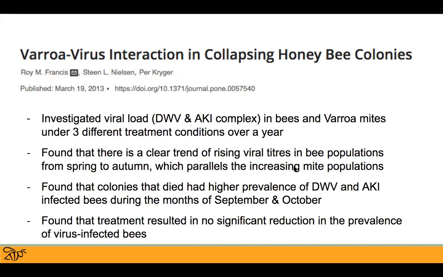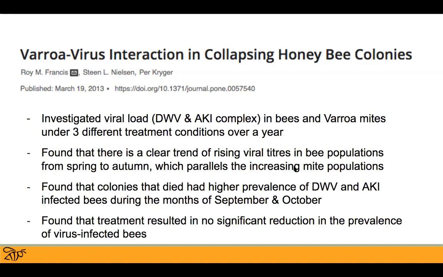So the AKI complex is basically a group of 3 different viruses that are very closely related. So these viruses are the acute bee paralysis virus, the Kashmir bee virus, and the Israeli acute paralysis virus. So basically, these 3 viruses are very closely related, so we kind of end up studying them together because they're so closely related.